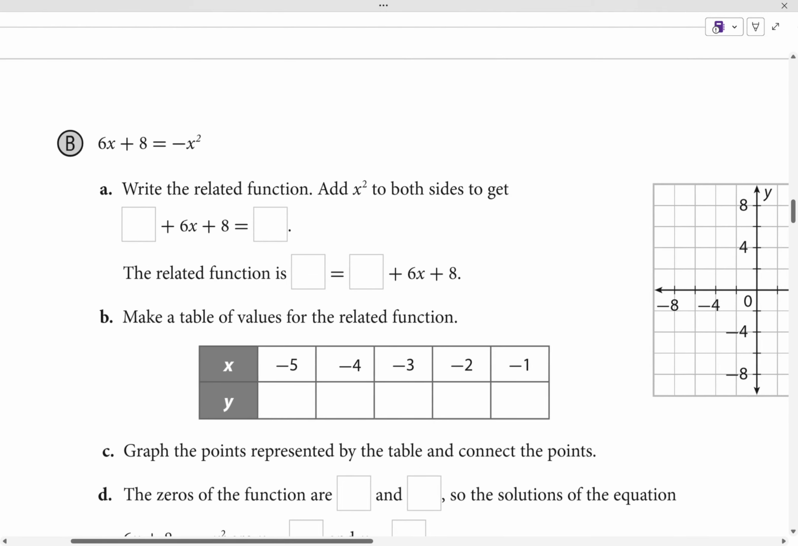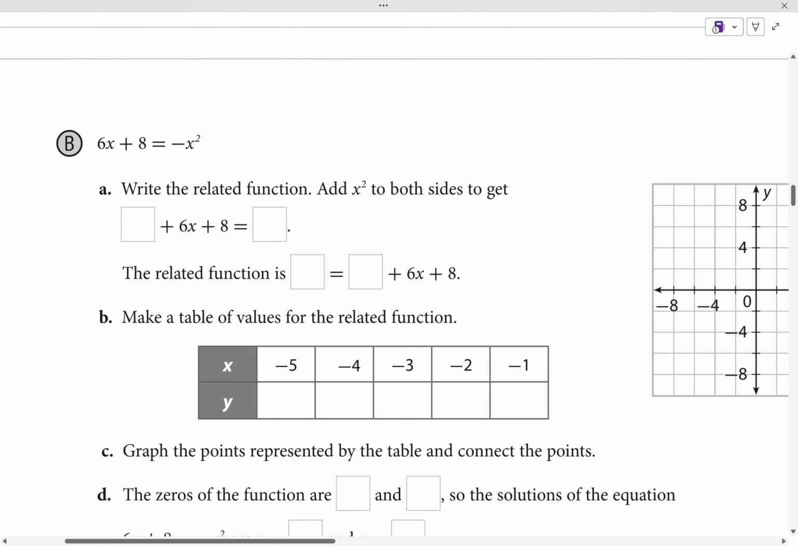Here I have 6x plus 8 equals negative x squared. First thing I want to do is get something equals 0. So I'm going to add x squared on both sides. So I have x squared plus 6x plus 8 is equal to 0. Now we can solve for the zeros since we have equals 0 on that side. We've got to have the equals 0.